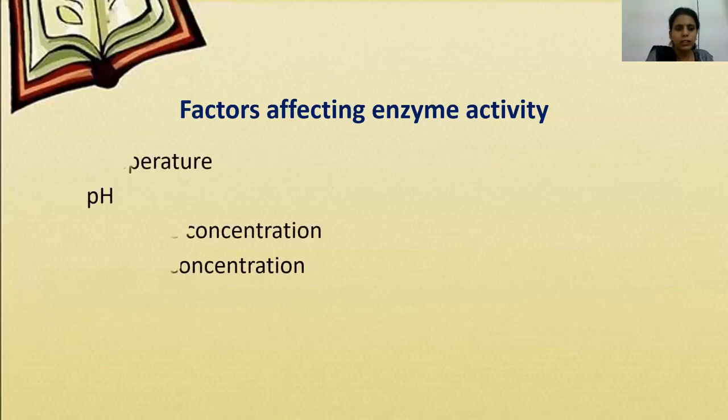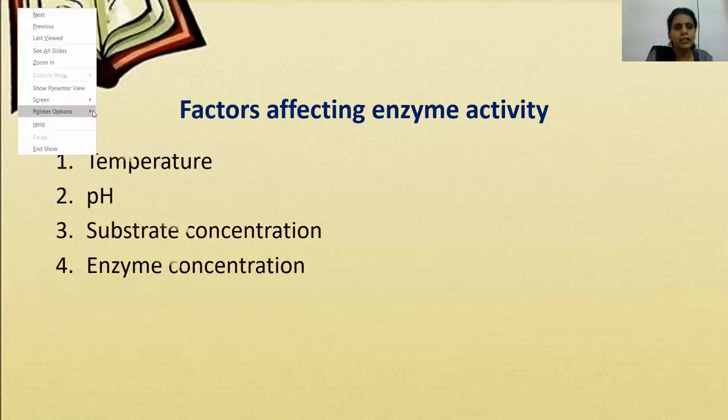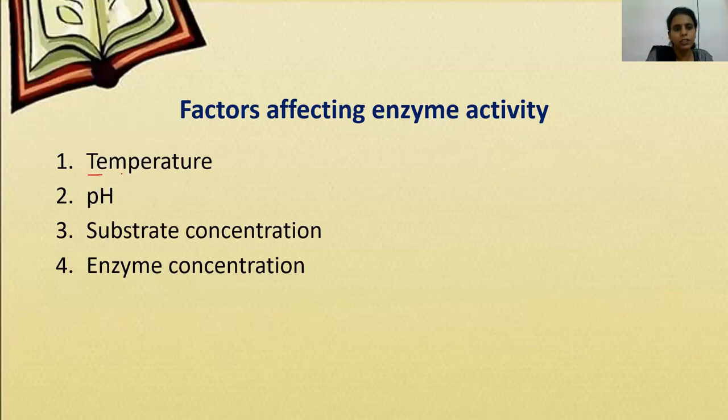Now, the general factors which affect enzyme activity are temperature, pH, substrate concentration, and enzyme concentration. Out of these four factors, the first two, temperature and pH, are listed in your IGCSE syllabus. The other two are not given in your IGCSE syllabus, but for a better understanding of this concept, you must know how substrate and enzyme concentration affect the rate of a particular chemical reaction. So let's begin with temperature.